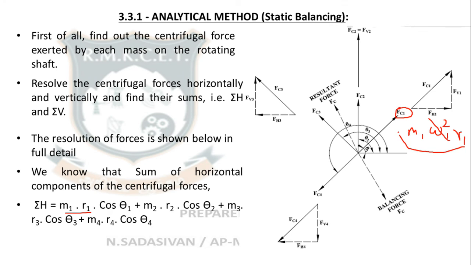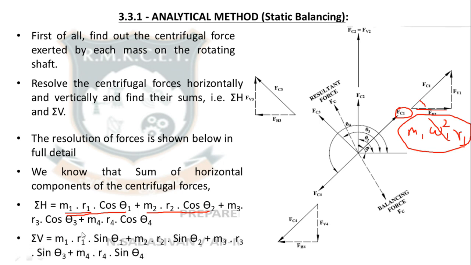And if this is my resultant, what is the horizontal component of that? Cos theta. So that's what is written here: m1 r1 cos theta 1, m2 r2 cos theta 2. How did you eliminate all the omega? Because all the masses are going around at the same speed, so you can directly eliminate omega divided by omega. Because all the masses are on the same shaft, they go around at the same speed, and omega gets eliminated. So this is my horizontal component. Vertical component, sin theta.